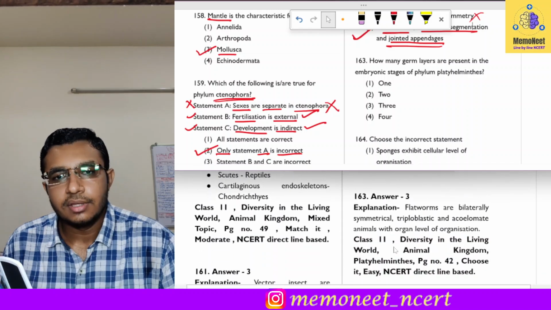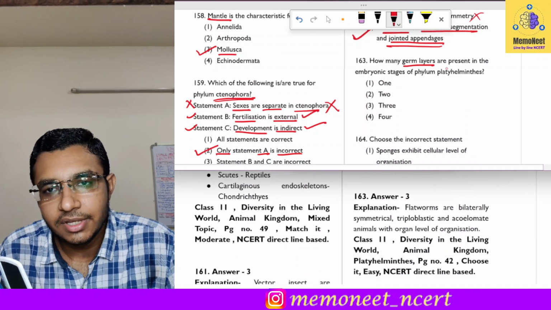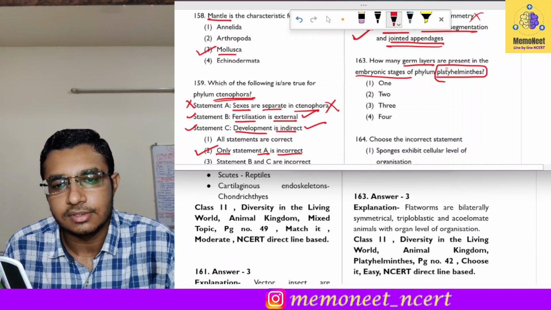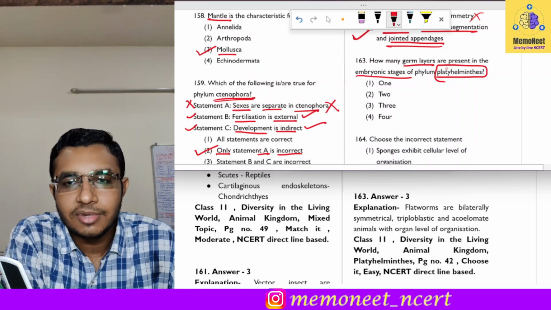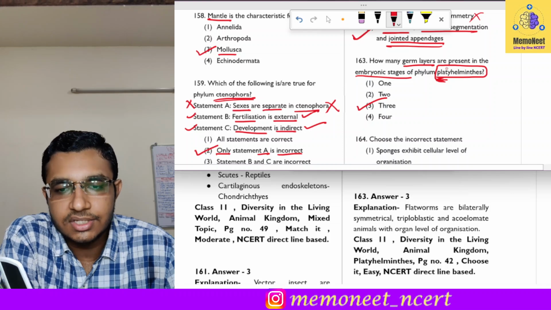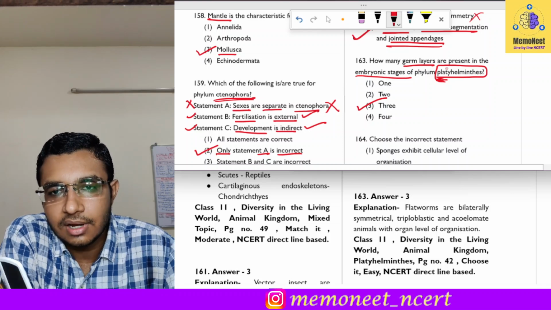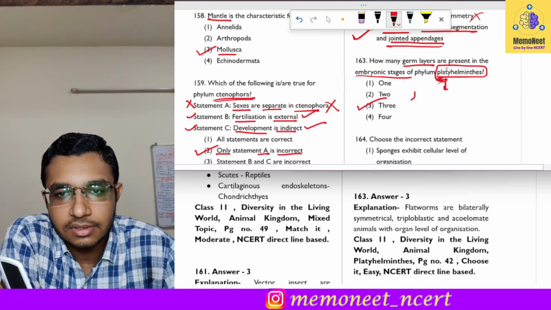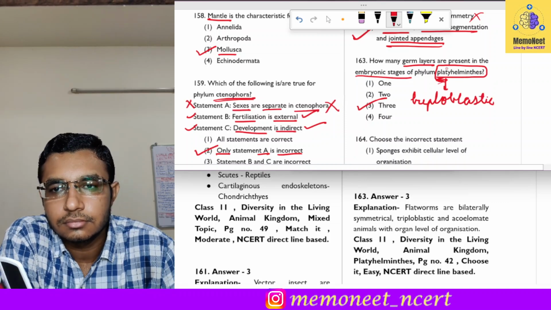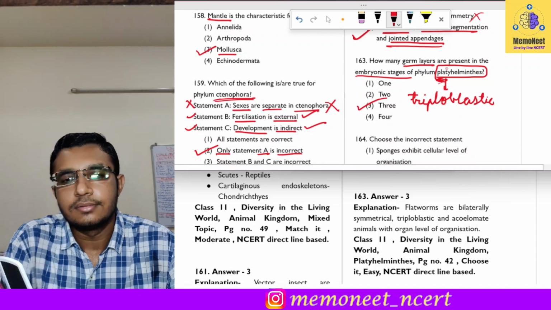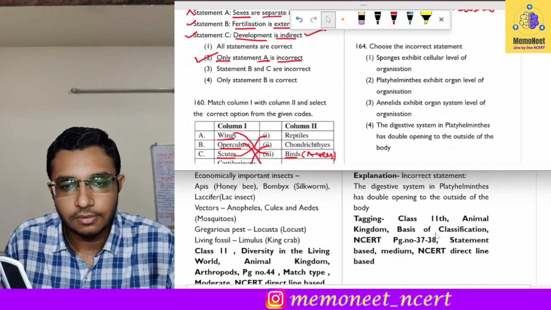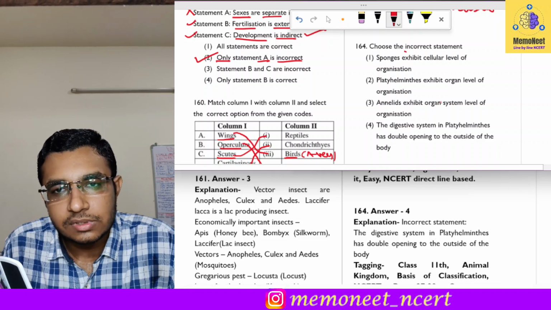So this states that how many germ layers are present in the embryonic stages of the phylum Platyhelminthes. Okay, so the number of germ layers which are present in embryonic stages of phylum Platyhelminthes are 3 germ layers. Okay, because these are triploblastic animals. So the correct answer of this question is option 3. The next question is question number 164. It states that choose the incorrect statement.